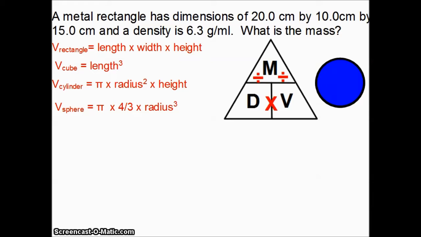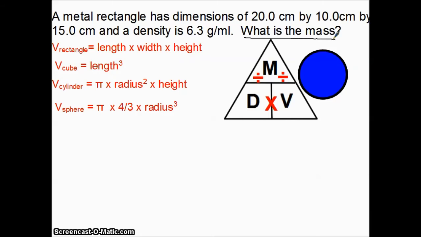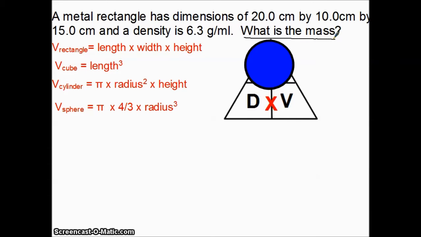In this problem, we have a metal rectangle whose dimensions are 20.0 centimeters by 10.0 centimeters by 15.0 centimeters and a density of 6.3 grams per milliliter. And we want to know what is the mass. So there's our question, what is the mass? So the mass is what I want to cover up. I cover that up, and now I have my density times my volume.